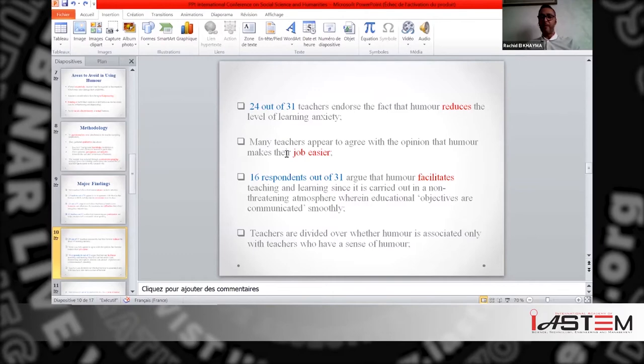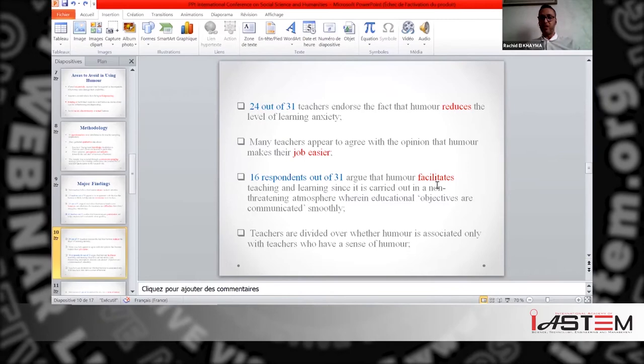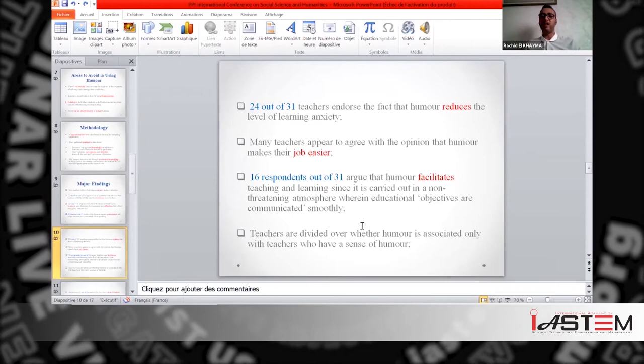Many teachers agree with the opinion that humor makes their job easier. 16 teachers out of 31 believe that humor facilitates teaching and learning since it is carried out in an atmosphere that is non-threatening, that is relaxing.